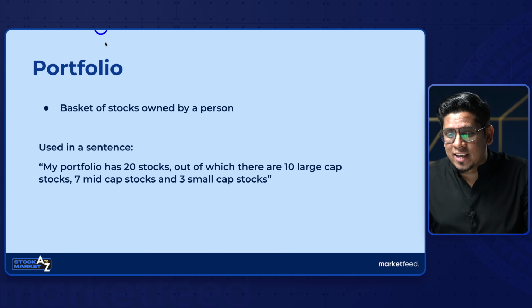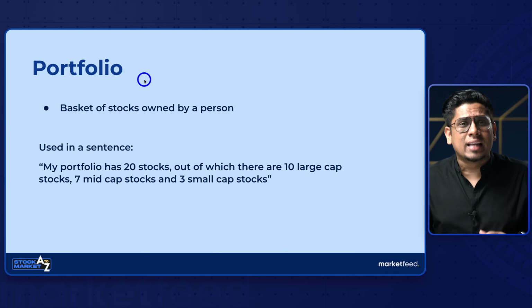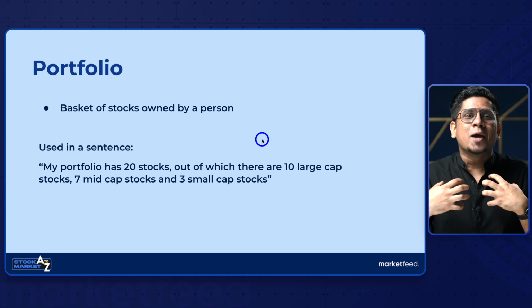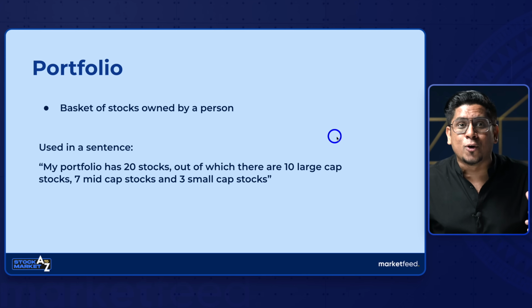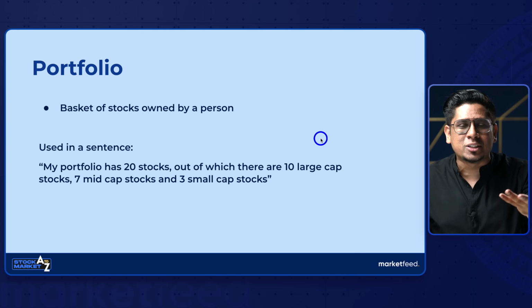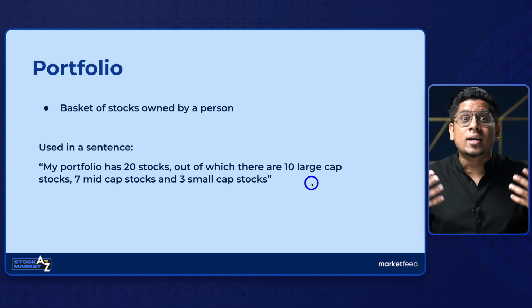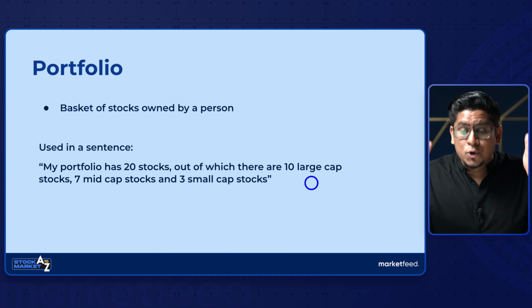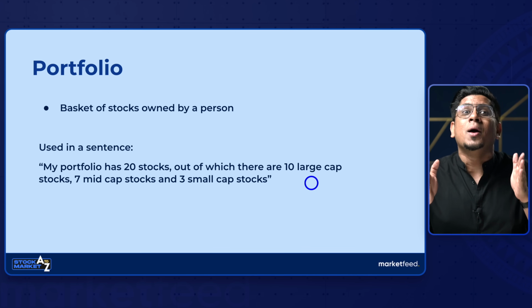The next term we are learning is portfolio. Portfolio is nothing but the basket of stocks owned by a person. Right? So I might have 20 stocks in my portfolio. You might be having 7 stocks in your portfolio, right? So based on our understanding or our liking of stocks, we might buy stocks. So whatever group of stocks that we have is called portfolio.